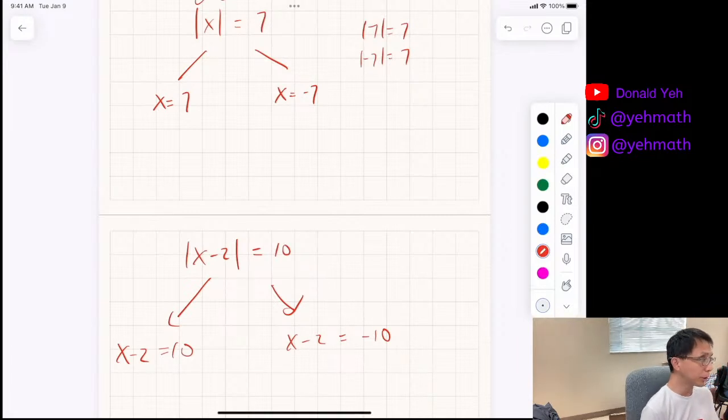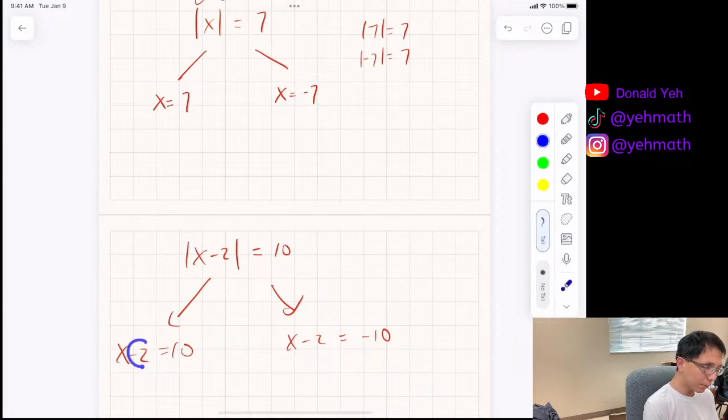Now, some people kind of thought this is going to make this positive. It does not make it positive whatsoever. That's what most people make mistake on. The absolute value does not make the inside positive. It makes the other side change to plus and minus.